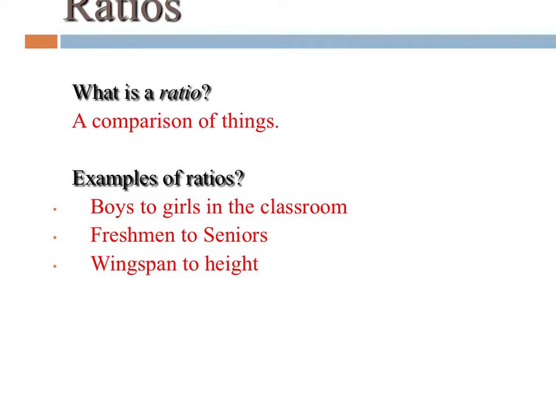So what is a ratio? Well, it's a comparison of two different things. So for example, here, boys to girls in the classroom. If we had 12 girls, 13 boys, it would be 12 to 13. Freshmen to seniors in a school. Wingspan to height of humans that stand with their hands stretched out, compared to their height.